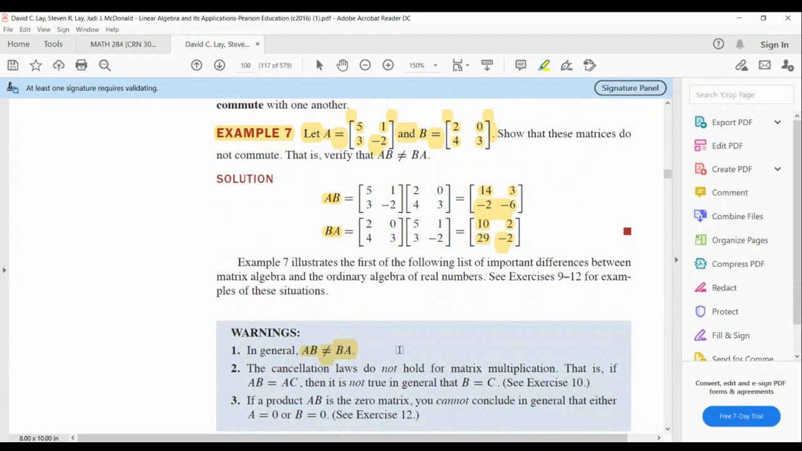Okay? Also, because of that, if you have A times B equal to A times C, it's not true in general that B equals C. Well, I want to be careful. That's a different thing. But because of the way you multiply matrices, you could have a product A times B equal to a product A times C, but B is not equal to C. That can happen.